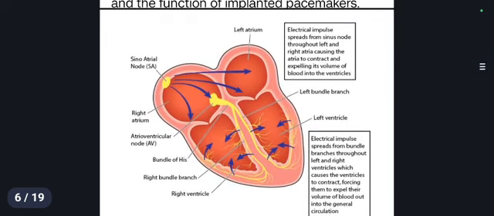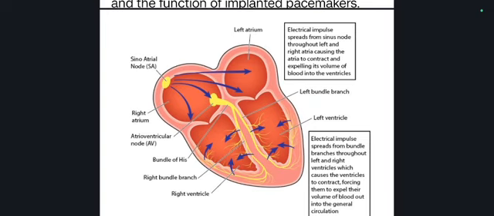This is the diagram which shows the conduction system of the heart: the SA node, or sinoatrial node, and the AV node. There are four chambers. The SA node is located in the right atrium, and the impulses pass to the AV node. The AV node is otherwise called the atrioventricular node. From the AV node the impulses go to the bundle of His, which is divided into two branches: the right bundle branch, which transmits impulses to the right side, the left bundle branch, which transmits impulses to the left side, and finally the Purkinje fibers.